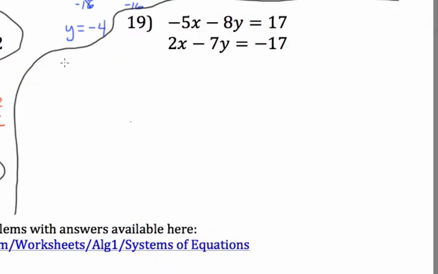Step 1. Make an x equals or y equals equation. Ew. The reason I say ew is there's no x or y that has a coefficient of +1. So I'm just going to have to bite the bullet and pick one. I'm going to pick this x right here. So I'll take this equation and solve for x. I could have just as easily picked any of the other x's or y's in this system.